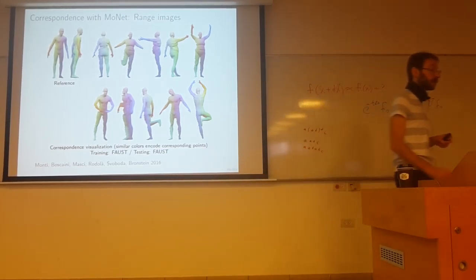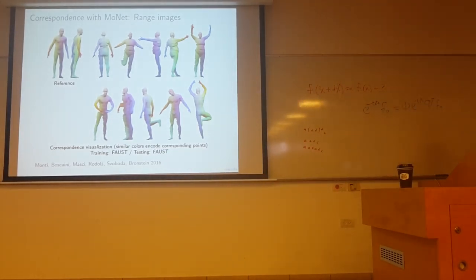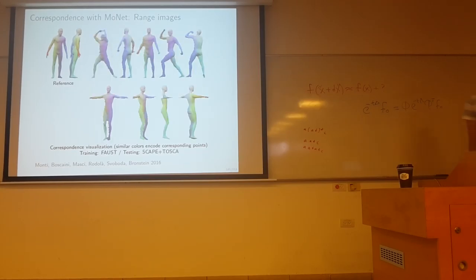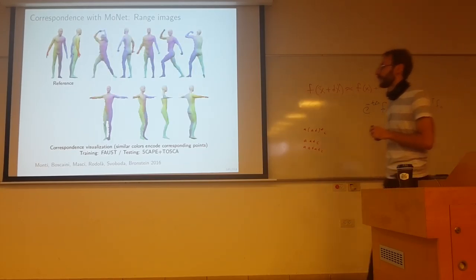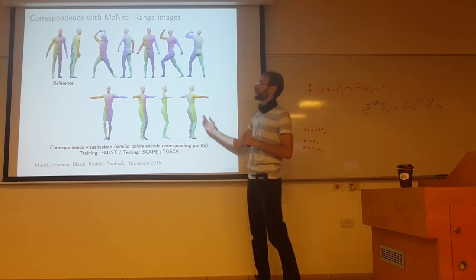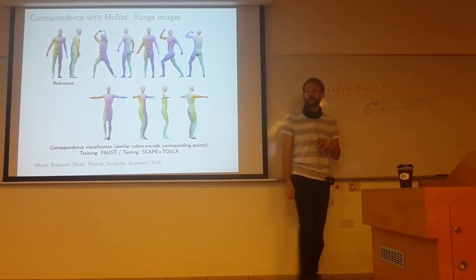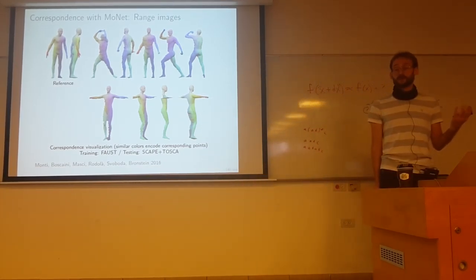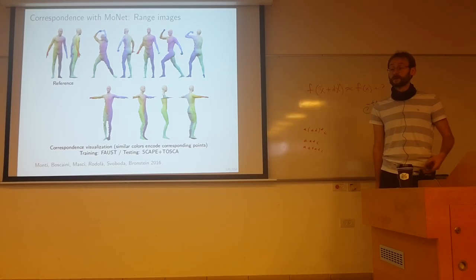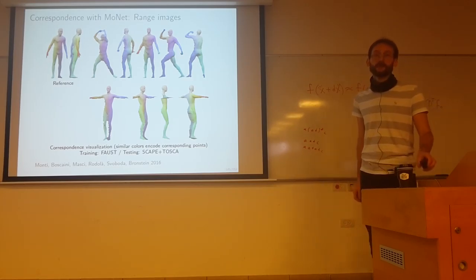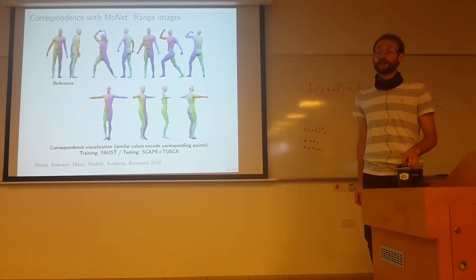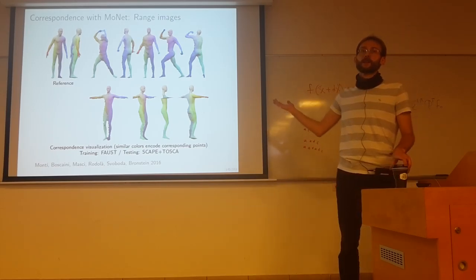This is the visualization of the correspondence as colors. It looks very nice. Here training and testing were done on different disjoint subsets of Faust. To your question, here we also show results on other data sets. So you can train on Faust and test on Scape and Boston. It still looks nice. So it generalizes pretty well to other humans from other data sets.